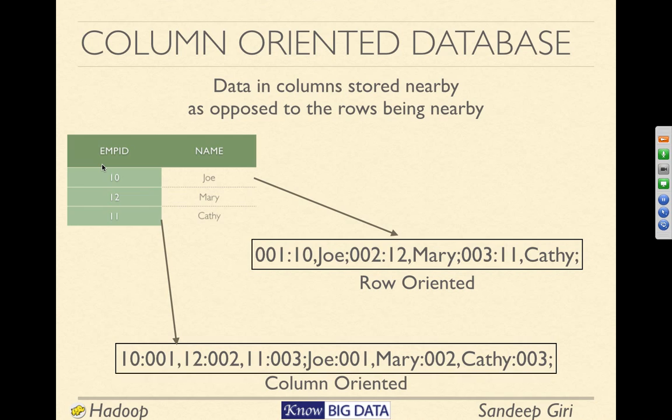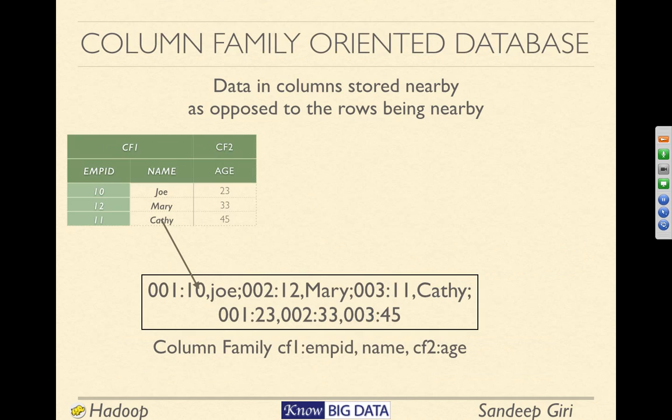Now some of the databases were very clever. They said that we don't know what the user likes, so we will take a middle path. For some problems, a row-oriented database is better. For some problems, a column-oriented database is better. In those cases, what they did was they created something called a column family oriented database. Each column family is stored first, then the next column family.